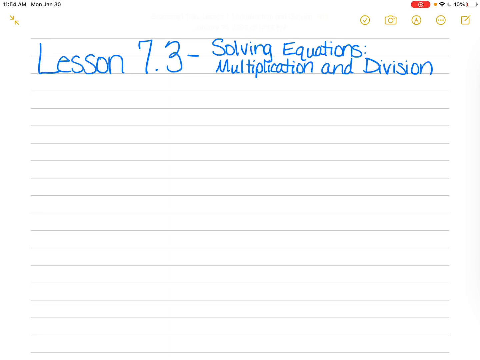Hello students, today we are doing lesson 7.3, solving equations with multiplication and division. We have done this already before, this is not new, but now we are putting fractions and decimals into it.